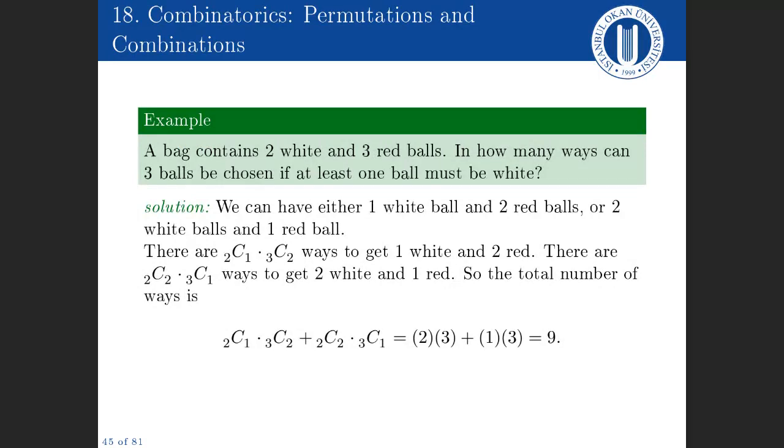Another example. A bag contains two white balls and three red balls. In how many ways can three balls be chosen if at least one ball must be white? So what are the possibilities? If at least one of the balls must be white, then either we have one white ball and two red balls. That's one possibility. Or we might have two white balls and one red ball. We don't want to have all three red balls because we want to have at least one white ball.